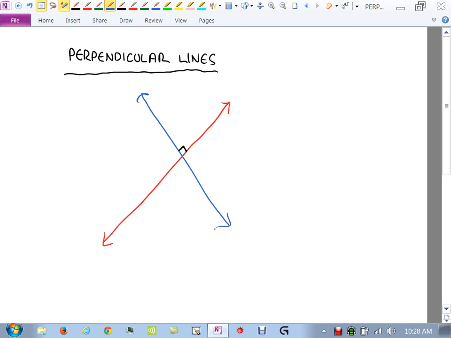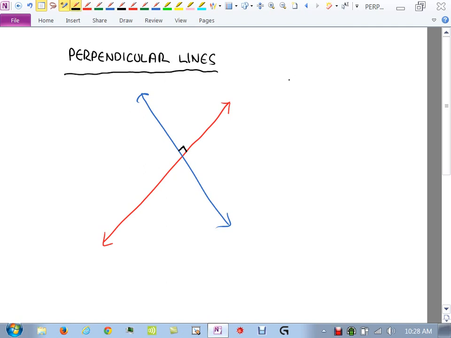Now, do those two lines have the same slope? No. But their slopes are related to each other, though it's not what most people think. Most people think, okay, to be parallel, they have to be the same, so to be perpendicular, they have to be opposite. Like if one is 2, the other one's -2. That's not it. It's close, but it's not.